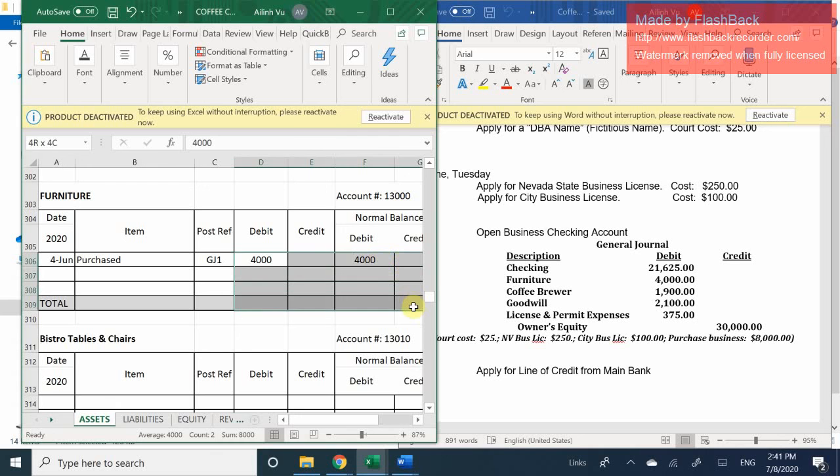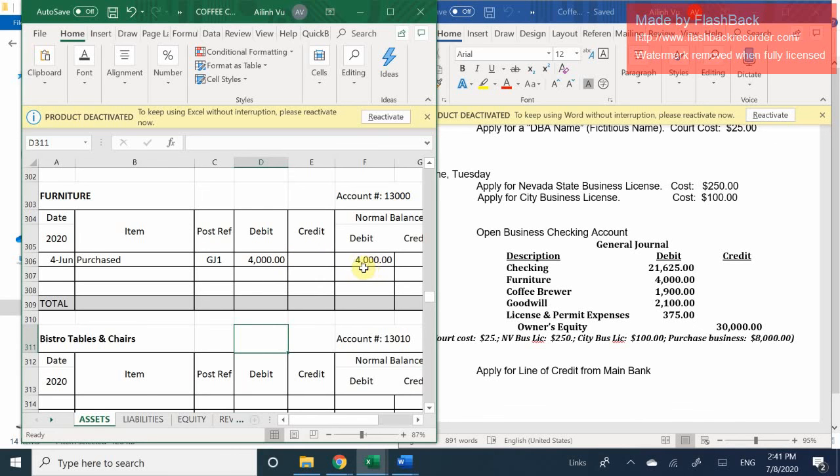I had this formatted beforehand. I just don't know what happened when I deleted everything. So if you guys know how to format it, please do. So $4,000, okay? And I have $4,000 in my furniture account. So what's the next thing I need to look up?